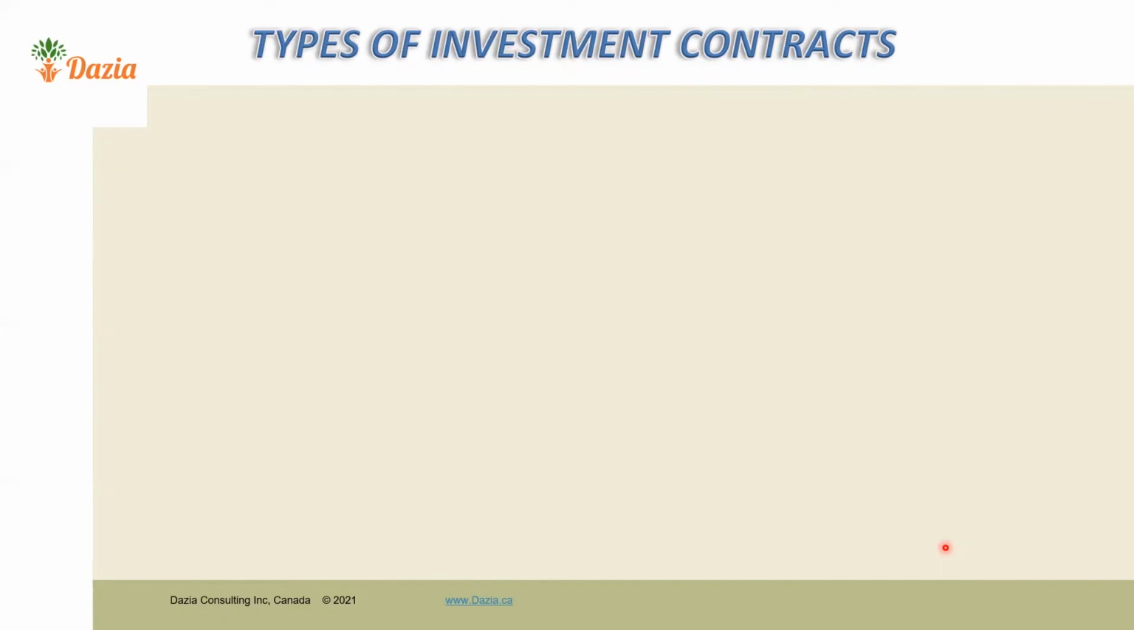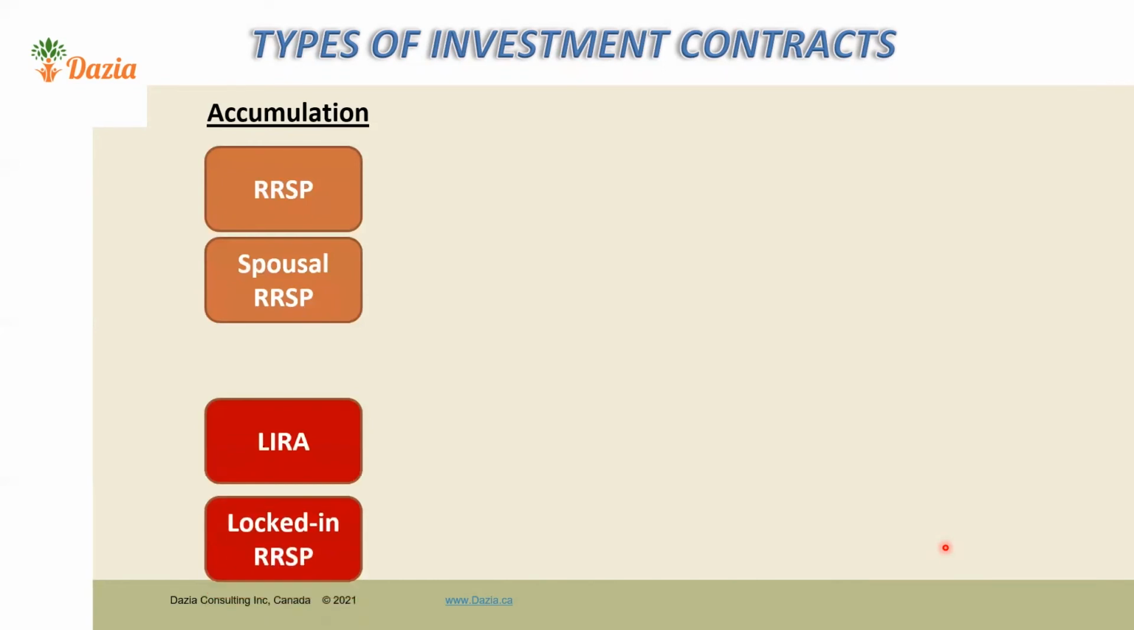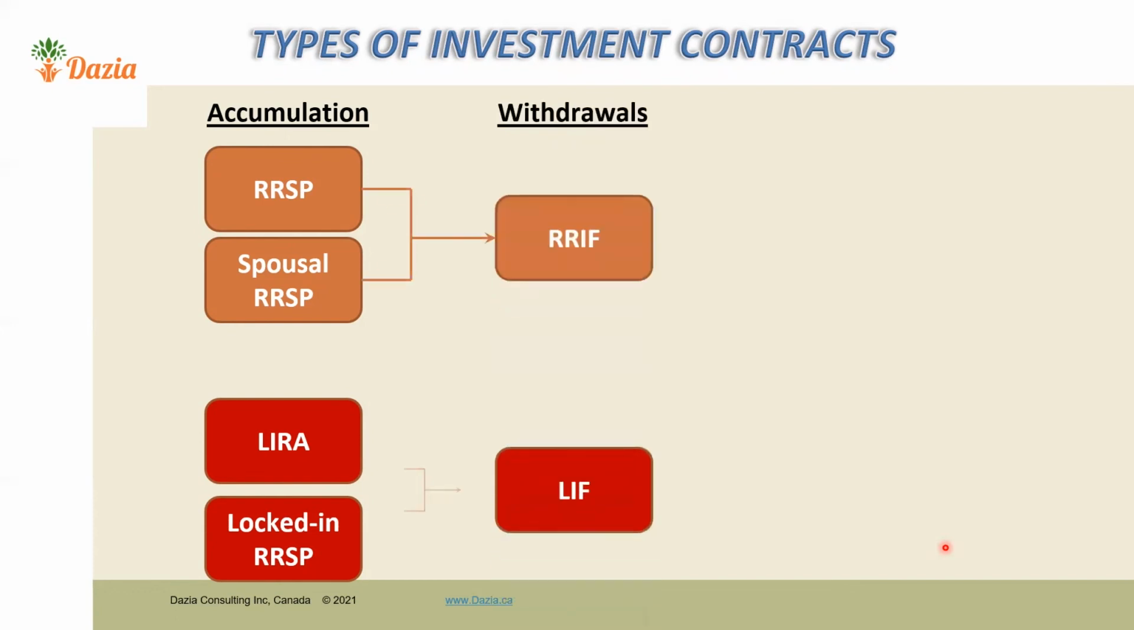So just a summary about the types of investment contracts. We said accumulation. If you're saving money, you can save money in an RSP or a spousal RSP, or a LIRA account, or locked-in, which is also money coming from pension plans. And if you want to take money out, then you have a RIF or you have a LIF. So from RSP and spousal RSP, the money has to go to a RIF account. And from the LIRA, the locked-in, which is coming from a pension plan, that has to go to a LIF account.